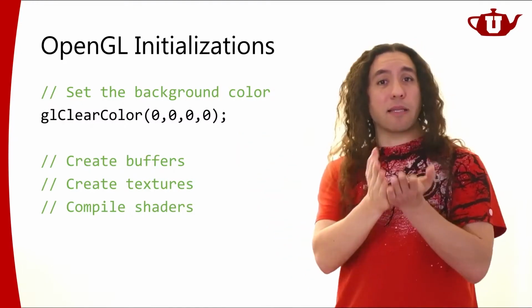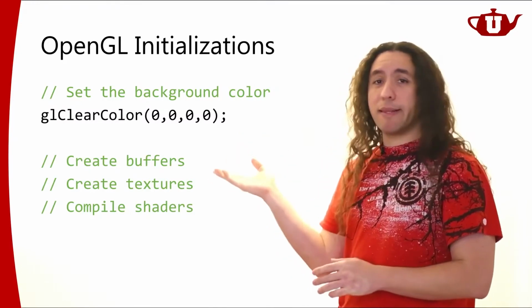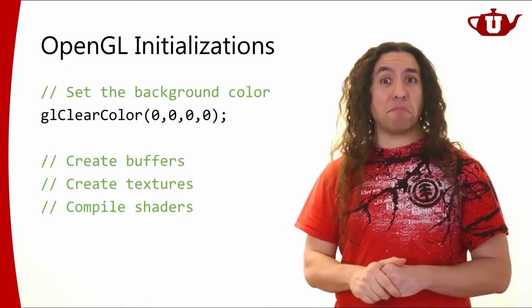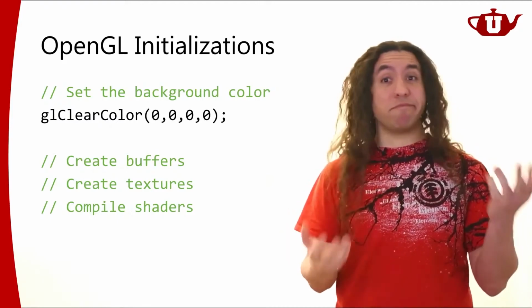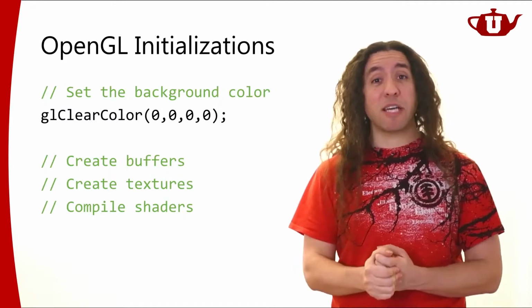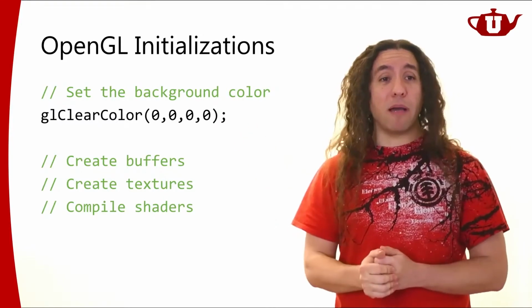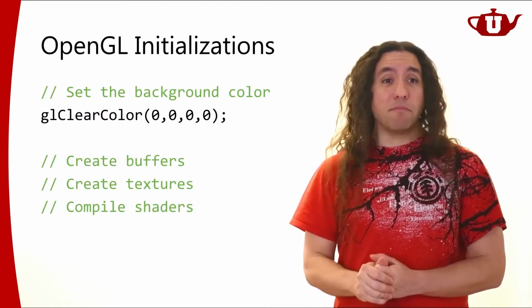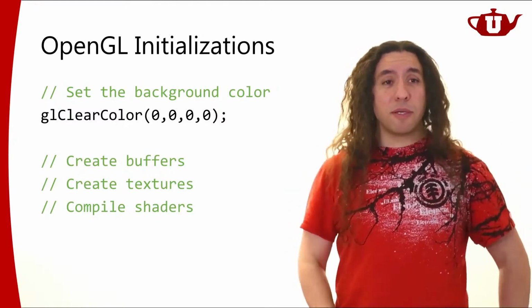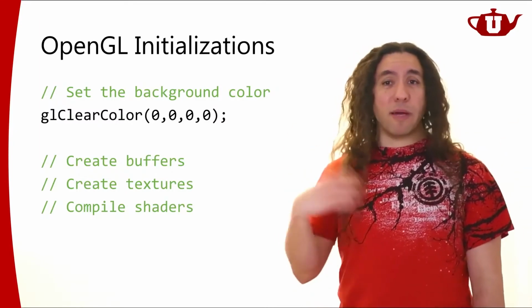So I did the GLUT initializations. I'm not needing any specific initializations for my application. So what happens? I call my main loop. Okay, I call the GLUT main loop, and the GLUT main loop starts running.